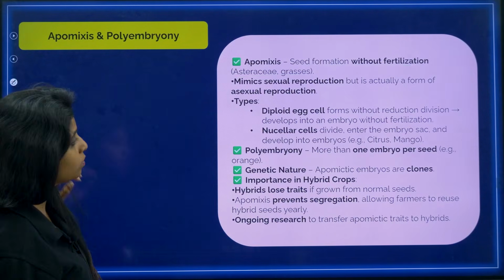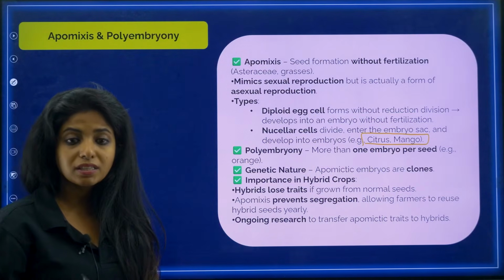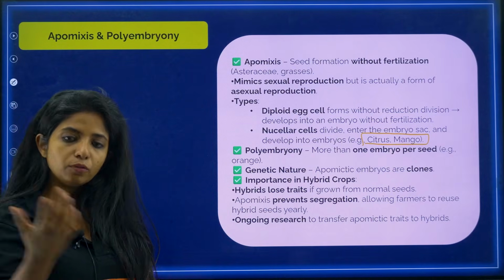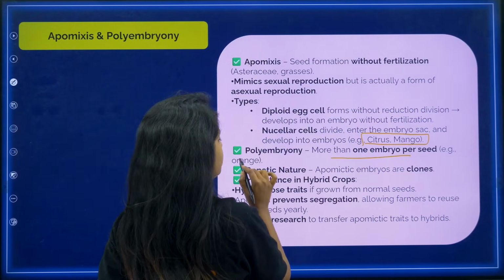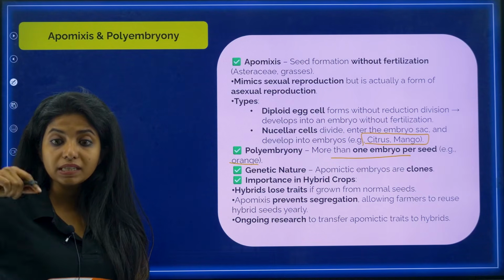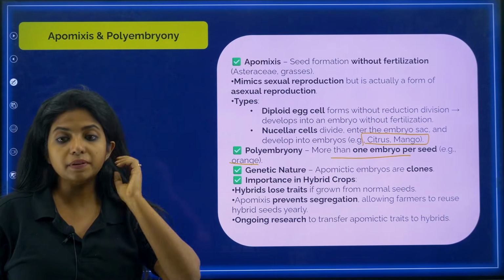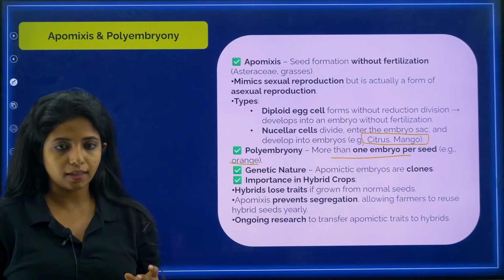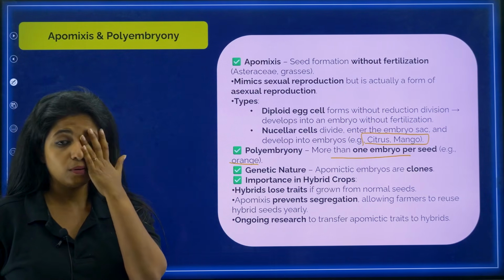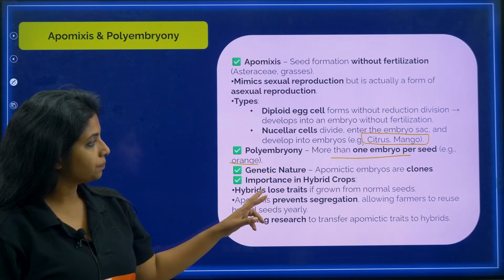So the nucellar cell that I was talking about, it happens in the citrus and the mango plants. All the citrus varieties of plants, and the mango plants, this particular thing happens. Now polyembryony is when more than one embryo per seed occurs. That is an example in the case of orange. You will be seeing multiple embryos per seed which is there. Okay, you won't be seeing multiple seeds, multiple embryos per seed which is there.